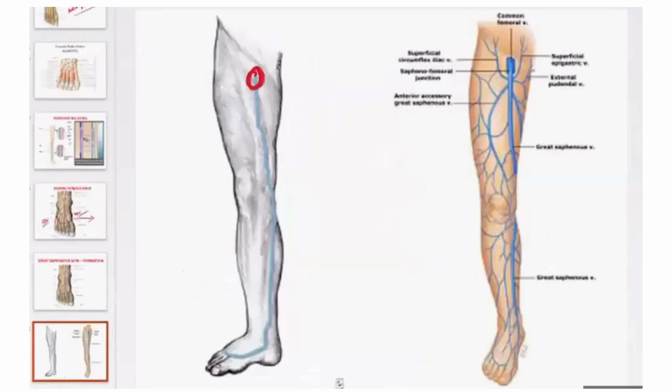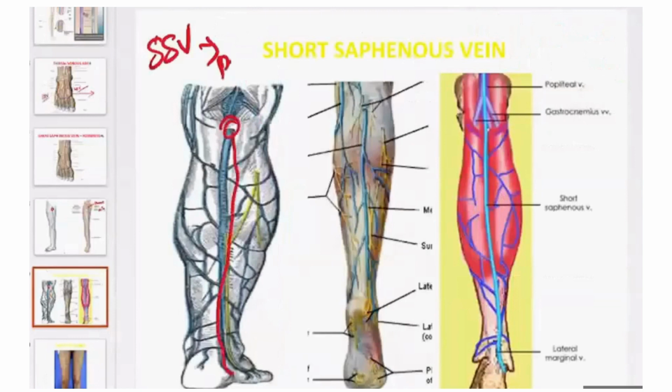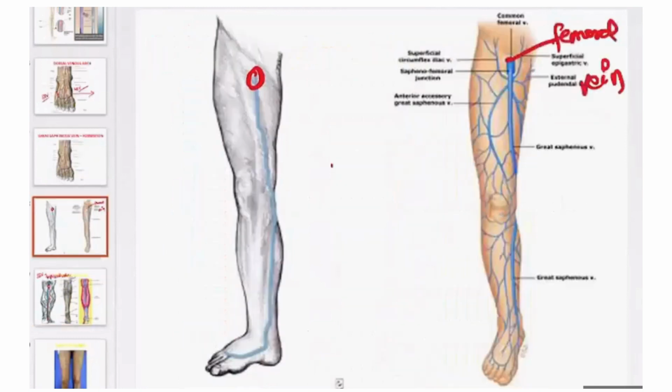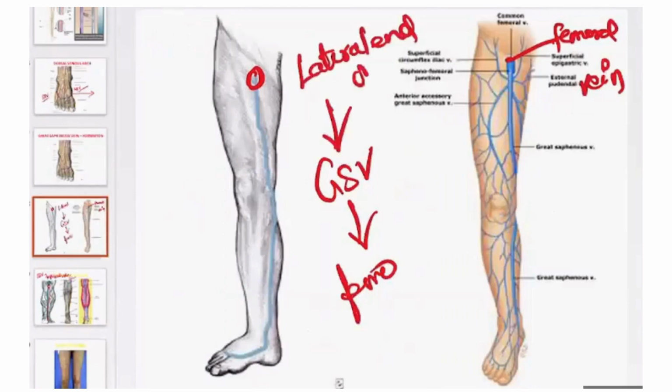This is the short saphenous vein. Where does it drain? Short saphenous vein drains into the popliteal vein. Great saphenous vein drains into femoral vein. Great saphenous vein is nothing but the lateral end of the dorsal venous arch. Right? Sorry, the medial end. Medial end of the venous arch.